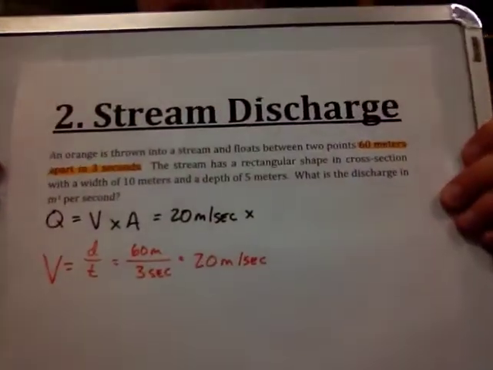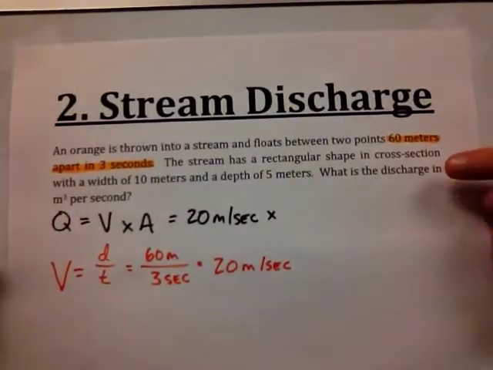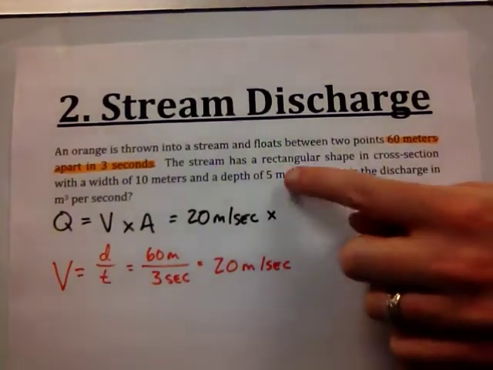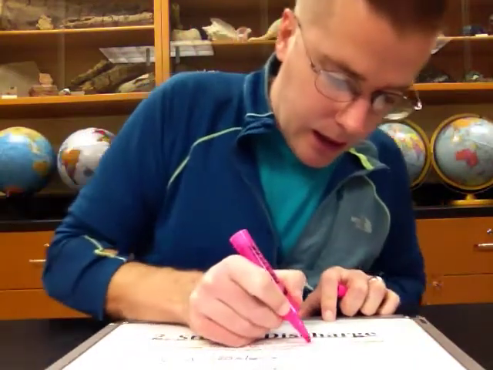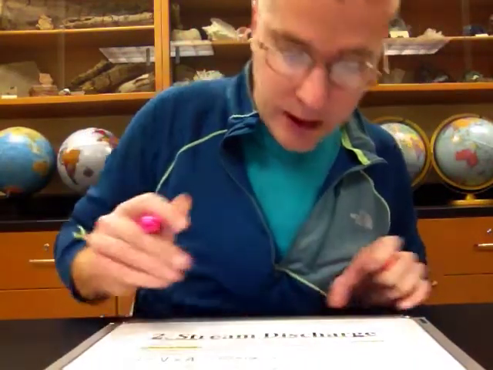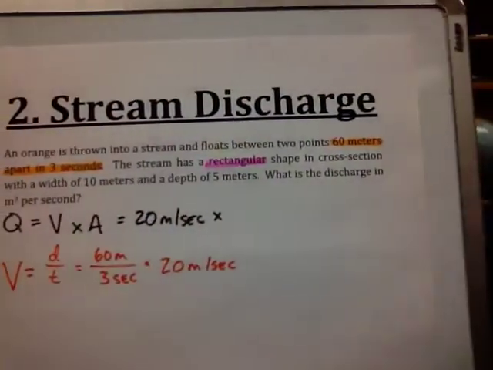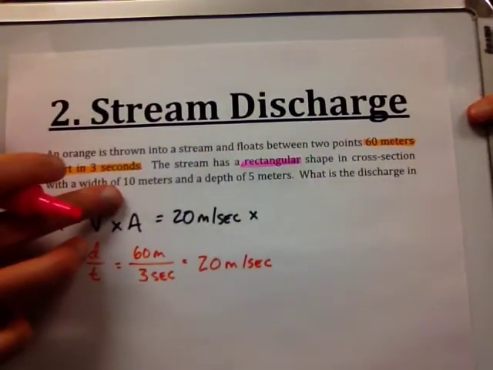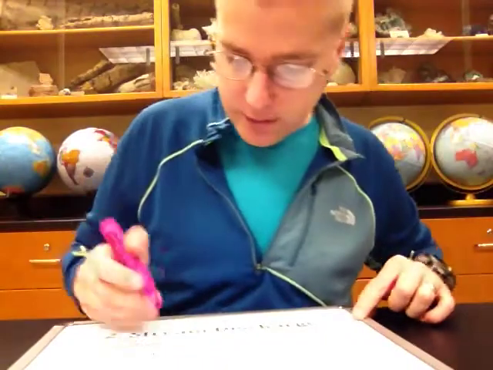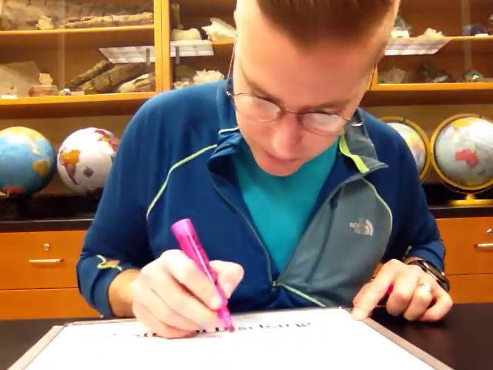So Q is going to equal 20 meters per second times what we need to figure out for the area. And what we're told about the cross-section of the stream is that it has a rectangular shape. So I'm going to highlight that. And we are given information about the size of the stream. The width is 10 meters and the depth is 5 meters. So we'll highlight both of those.